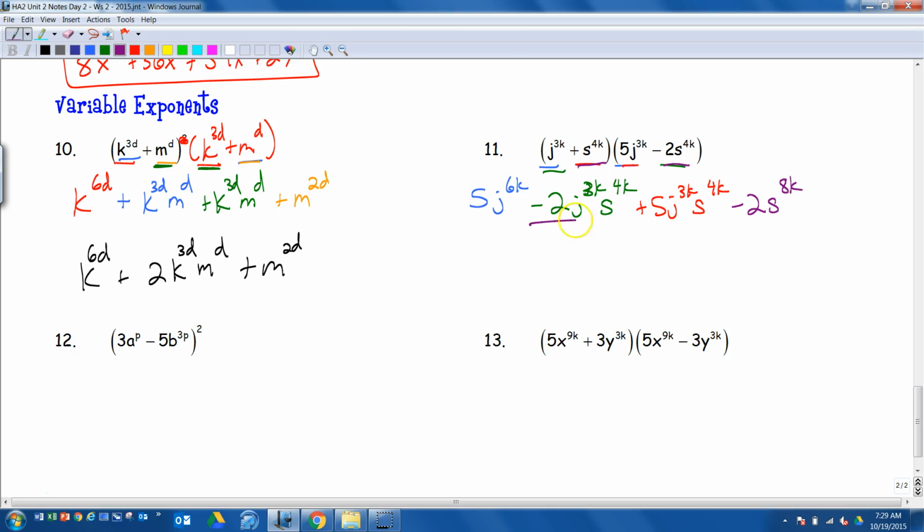And again, we have like terms here and here, so we can add the numbers together. So I could say 5j to the 6k, minus 2 plus 5 is plus 3, j to the 3k, s to the 4k, minus 2, s to the 8k. And that's the final answer.